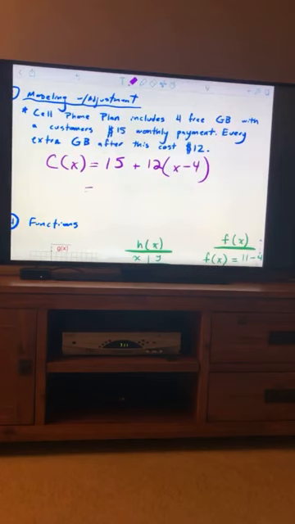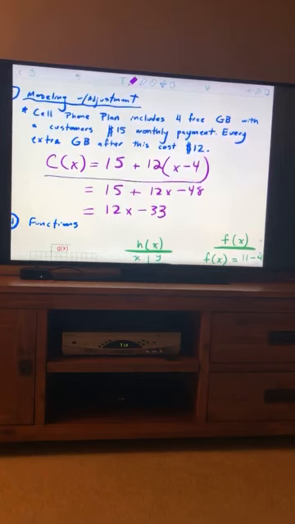Now, one thing you can do, if you want to be fancy, obviously you can distribute this. And you can alternatively write this function as 12x minus 33. This top line and this bottom line are both acceptable. I don't know why you would stop at that middle point of saying the same thing. This way I plug in something. You might see a follow-up for this tomorrow.